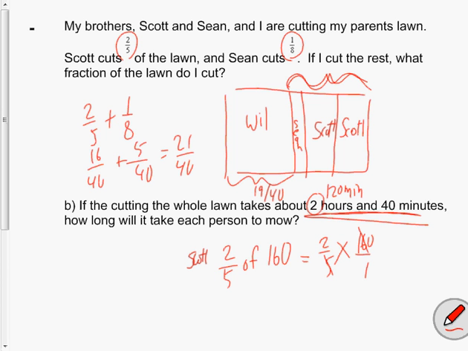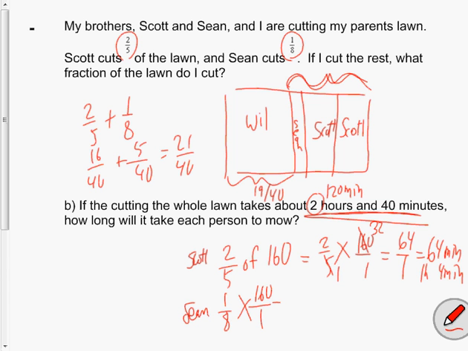Again, that cross reduction comes in really handy here. That's 20 plus 12, 32 over 1. That'll be 64 over 1. So Scott will take 64 minutes, or 1 hour and 4 minutes, to cut his. Sean will cut 1/8 of 160.